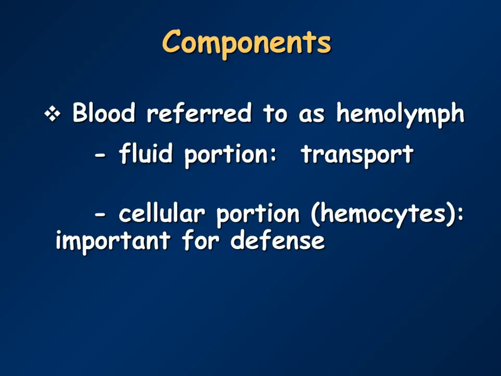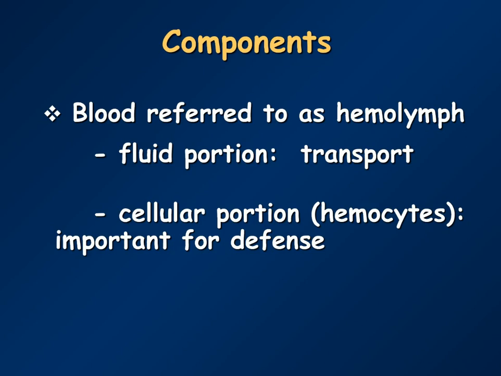Now, insect blood is referred to as hemolymph. The fluid portion is responsible for transporting nutrients, hormones, etc., and the cellular portion, also known as hemocytes, are important for defense. Now, the functions of hemocytes are not well known, but many are capable of ingesting bacteria, and they play a role in removing dead cells and tissues during metamorphosis.